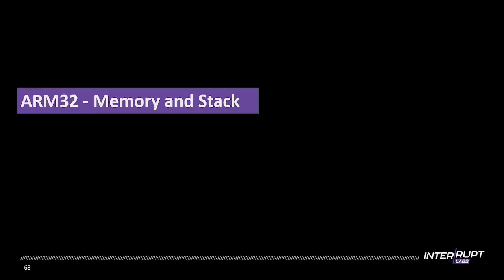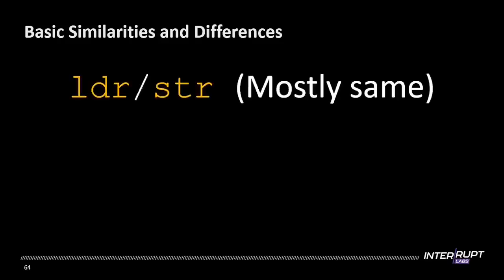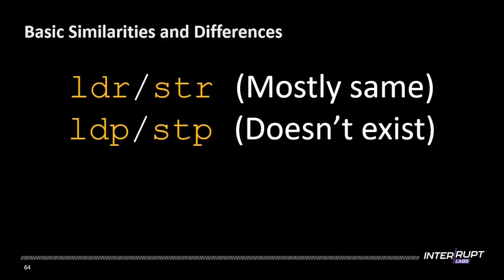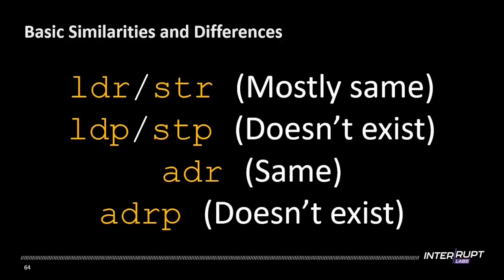Okay, let's move on to memory and the stack in ARM32. We'll start again by looking at the basic similarities and differences to ARM64. So LDR and STR work mostly the same. There's obviously no 64-bit variants of these. LDP and STP don't exist, but there's a different instruction that's capable of performing similar things, which we'll take a look at in a minute. ADR is the same, and ADRP doesn't exist.